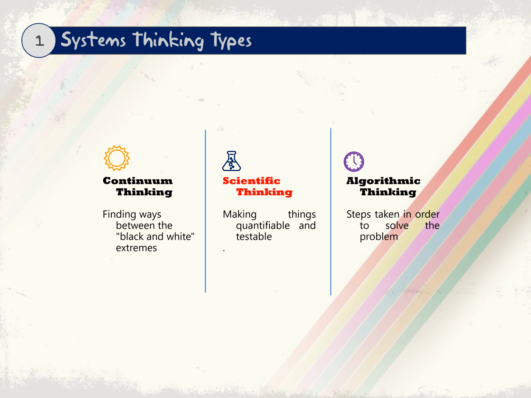Scientific thinking. So scientific thinking is making things quantifiable and also testable. Anything that involves a scientific approach. We have algorithmic thinking. So it involves thinking algorithmically. So it is the steps taken in order to solve the problem. So normally a computational type of problem.